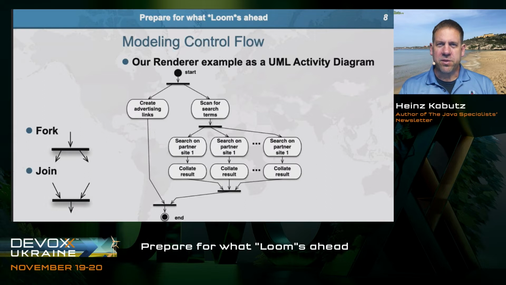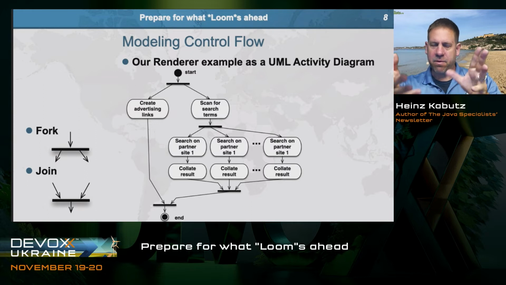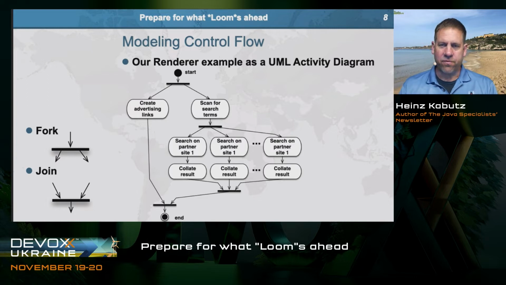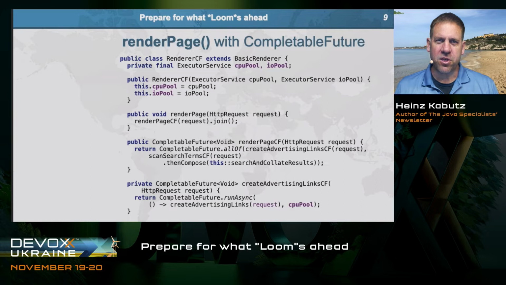So what I did was I drew an activity diagram just to illustrate what we're doing. So we are splitting off into 2 different paths: the advertising links and the search terms. And the search terms is going to have different searches on different partners. And each time the result comes in, we can immediately collate the results. And what we can do is rewrite all of this as a bunch of completable futures.